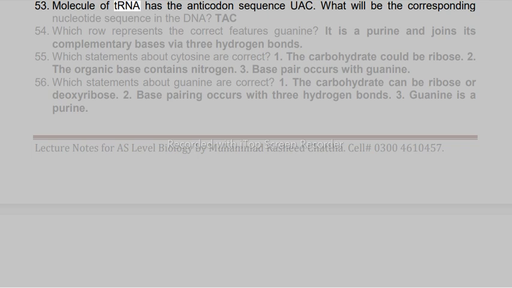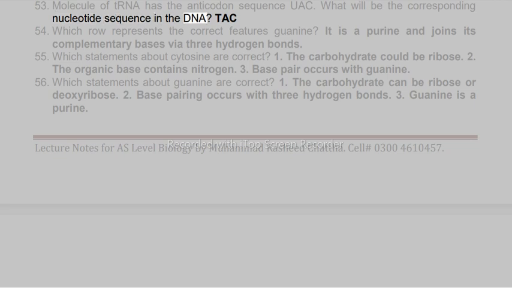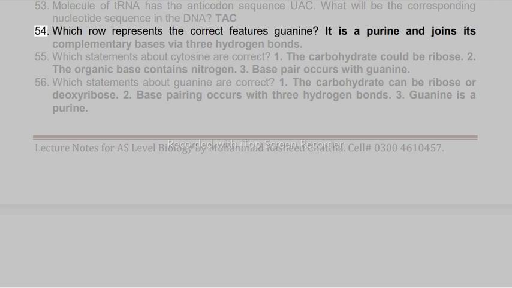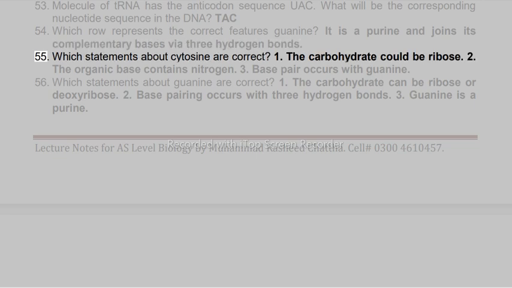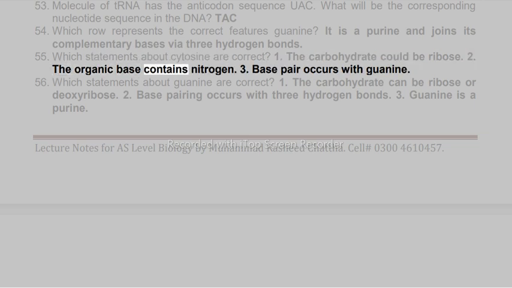53. Molecule of tRNA has the anticodon sequence UAC. What will be the corresponding nucleotide sequence in the DNA? TAC. 54. Which row represents the correct features of guanine? It is a purine and joins its complementary bases via three hydrogen bonds. 55. Which statements about cytosine are correct? 1. The carbohydrate could be ribose. 2. The organic base contains nitrogen. 3. Base pair occurs with guanine.